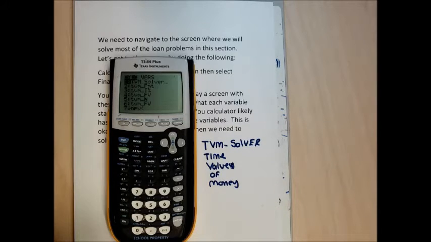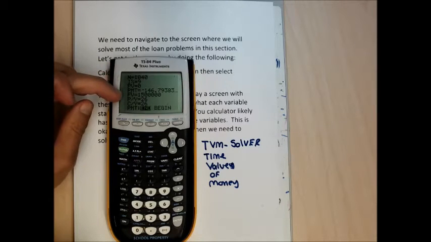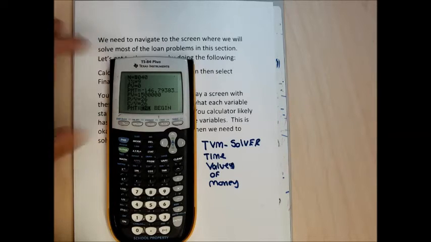Now that I have the TVM solver up, I'm going to hit enter, and a screen is going to come up that has an N, an I, a PV, a PMT, a FV, a P/Y, a C/Y, and a PMT on it. My calculator has a bunch of different numbers on it, probably from solving some problem for our class the last time I used the TVM solver. It doesn't matter which numbers are on your screen right now. We're going to type over those.